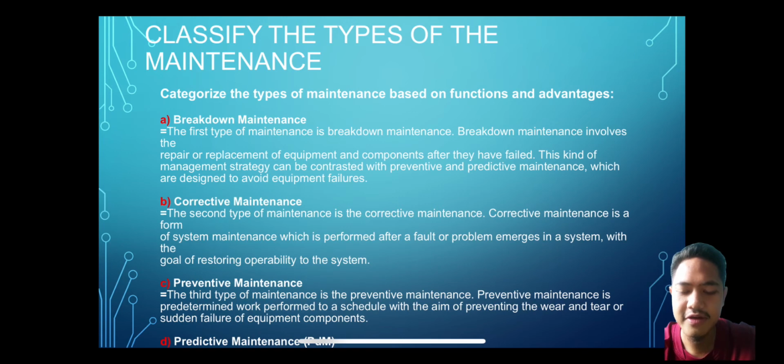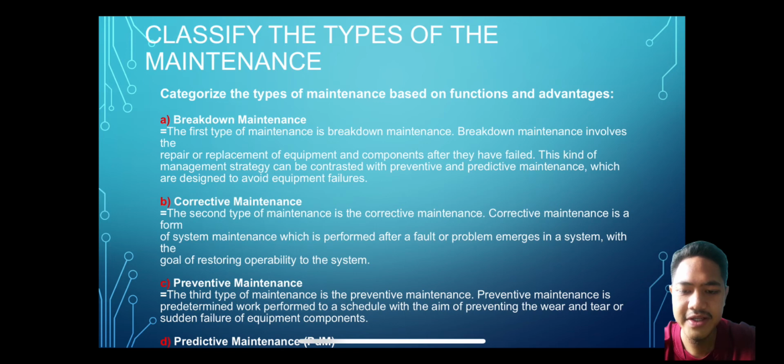Classify the types of maintenance. Categorize the types of maintenance based on functions and advantages. A. Breakdown maintenance. The first type of maintenance is breakdown maintenance. Breakdown maintenance involves the repair or replacement of equipment and components after they have failed. This kind of management strategy can be contrasted with preventive and predictive maintenance, which are designed to avoid equipment failure.